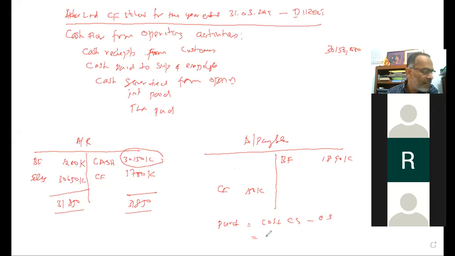Cost of sales given in your income statement is 26,000. Closing stock is also given, 900,000, minus opening stock of 1,950,000. Therefore, purchases are 24,950. 24,950 is the purchases. The purchases account is debit and the accounts payable account is credit.